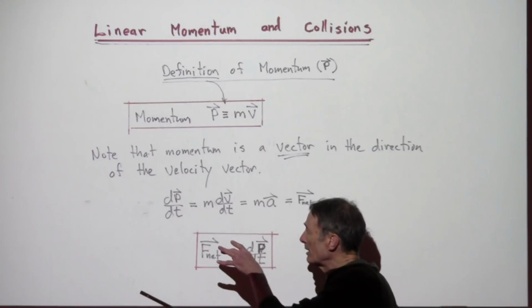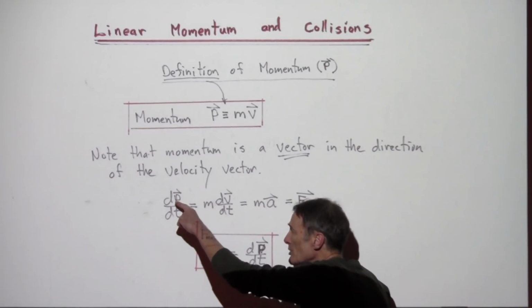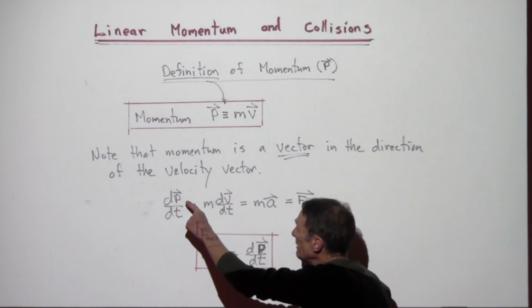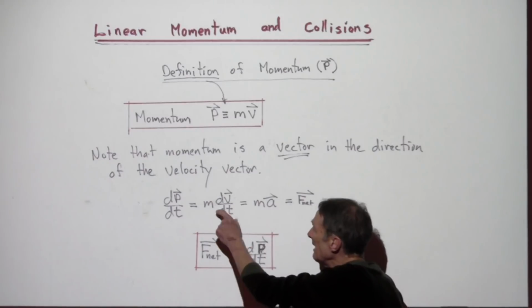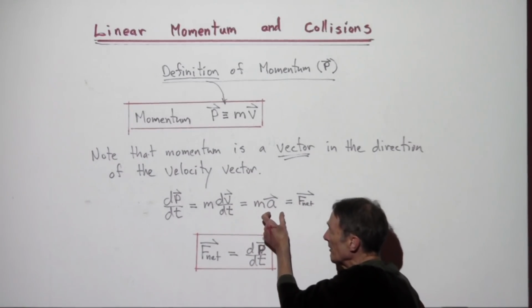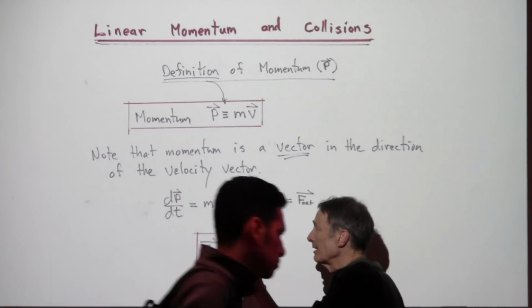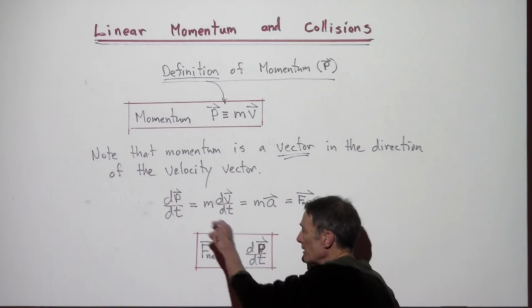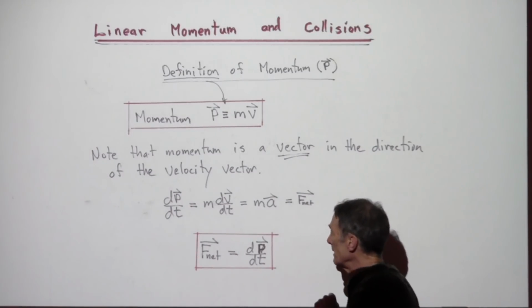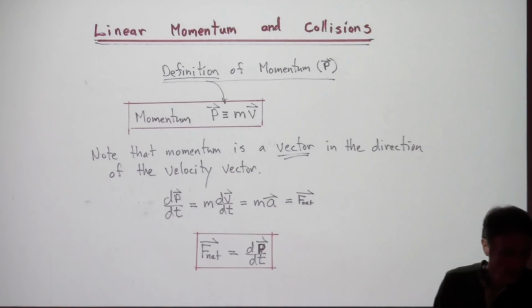Also, something that we'll use later is the time rate of change of the momentum. If we take the derivative of this and the mass stays the same, it's m dv/dt, and that's the acceleration. You know that F equals ma, so this is just a different way of casting it: the net force is equal to the time rate of change of the momentum.